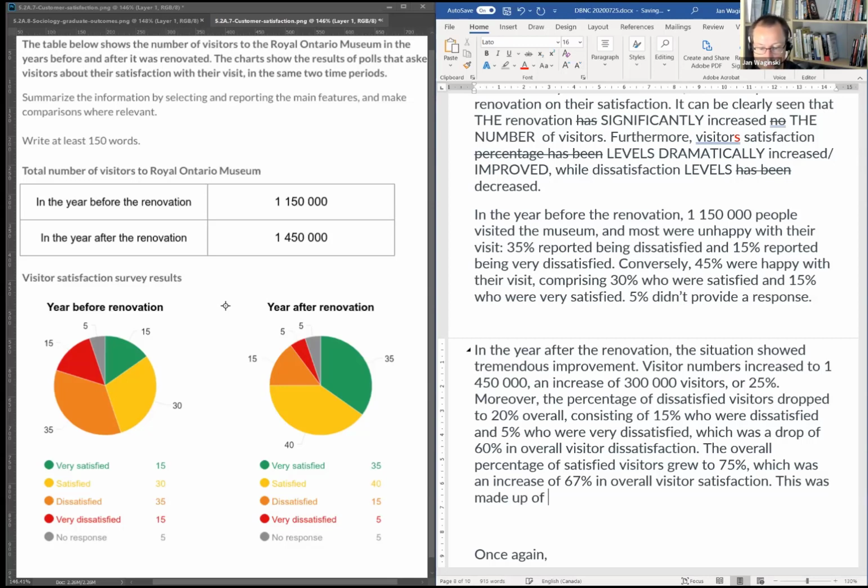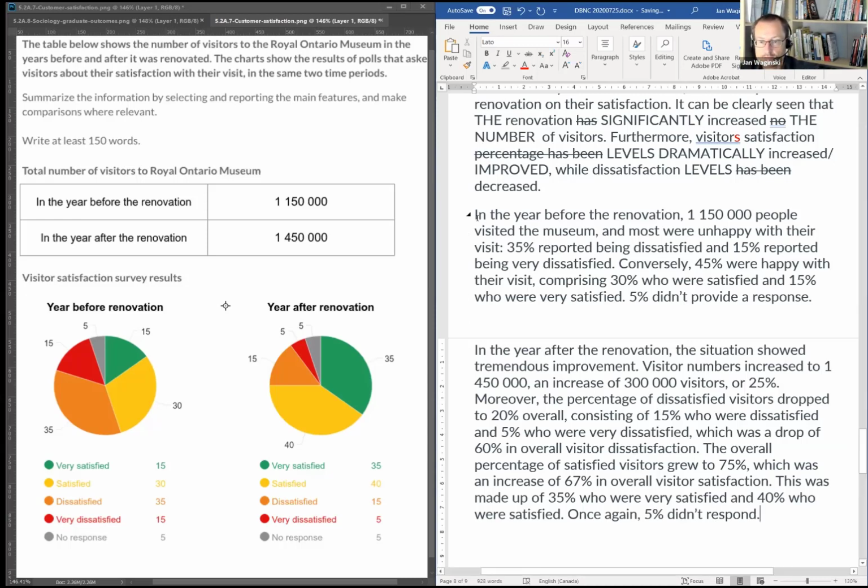Made up of 35% who were very satisfied and 40% who were satisfied. And then the last part, once again, the same percentage of the people didn't respond in the year after this renovation.